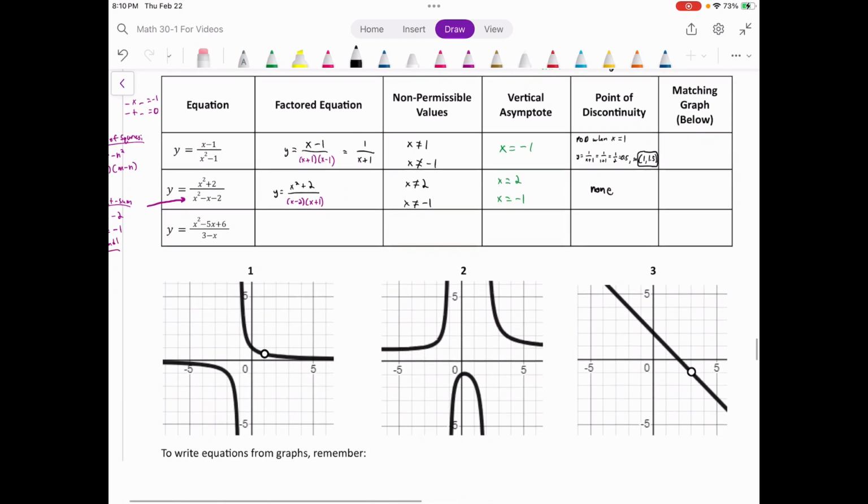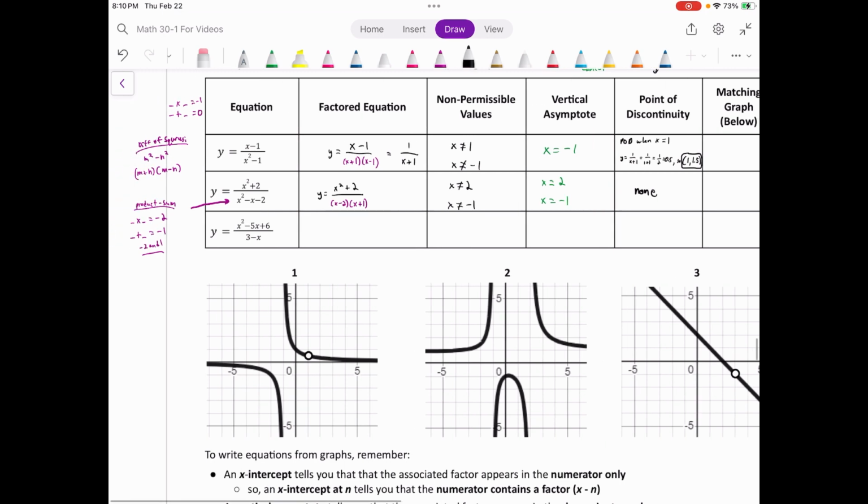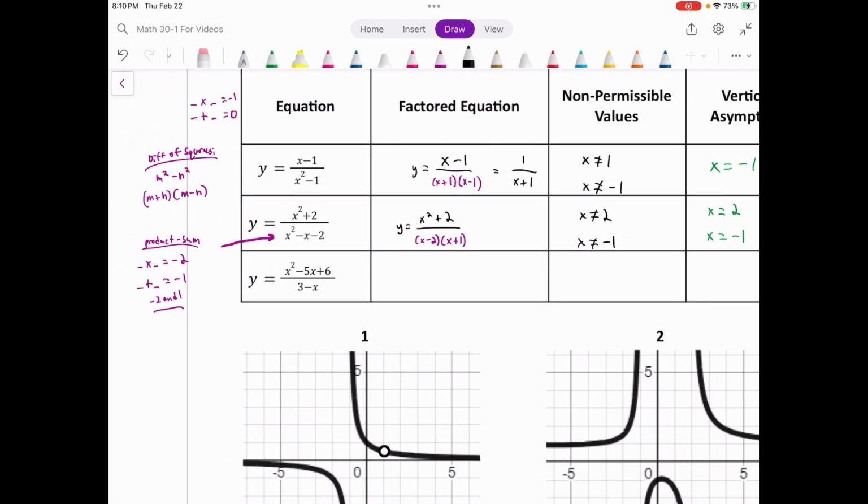So when we get to that one, we're looking for something that has 2 vertical asymptotes and no points of discontinuity. I can already kind of have a pretty good idea of what that one might be, but let's leave it for now. Let's not spoil the fun.